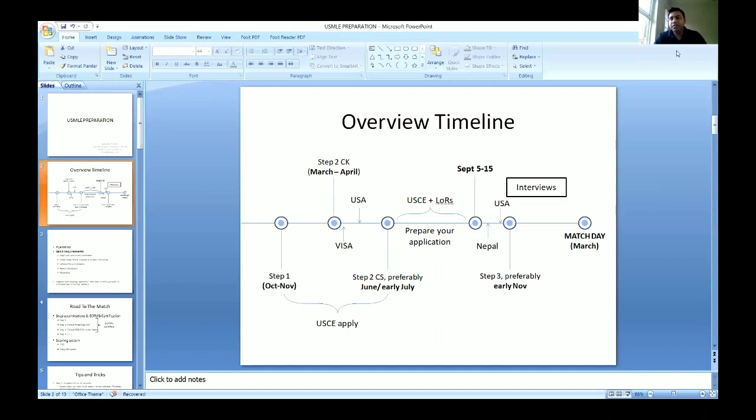Timeline varies with everyone, but we need to know their timeline, the residency programs' timeline, so that we can plan better. If Step 1 is given in October or November, then after 4 to 5 months we can give Step 2 CK. Then in 1 or 2 months we can give CS. Then we can do the observerships, get letters of recommendation, and then go for the interviews. So I will talk in detail about everything.